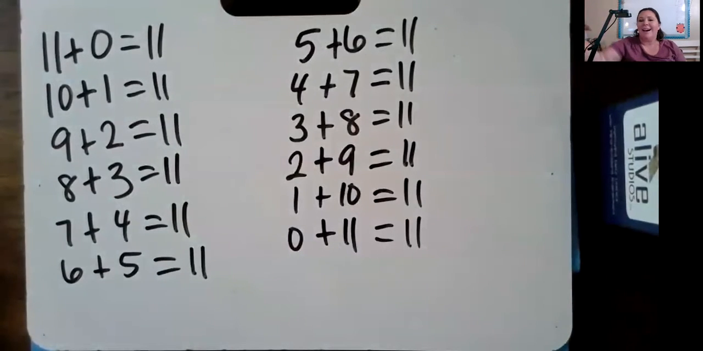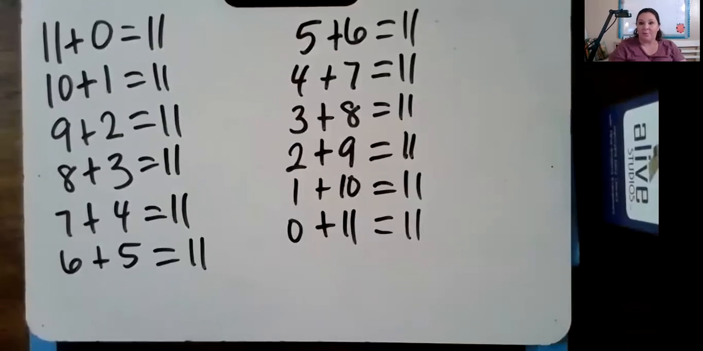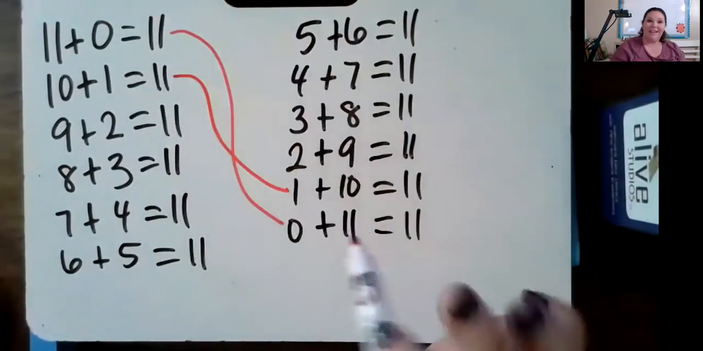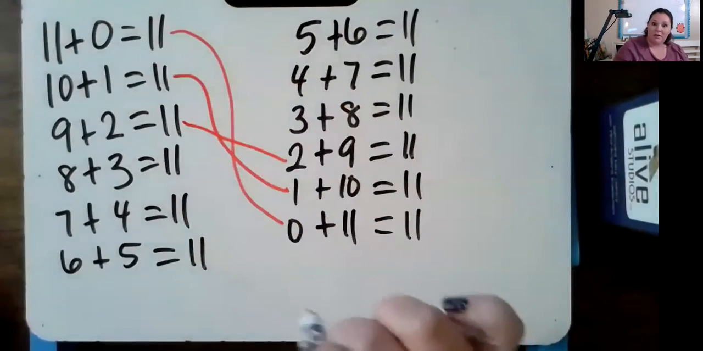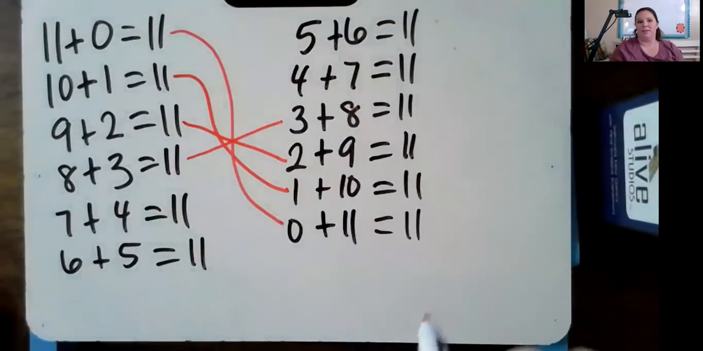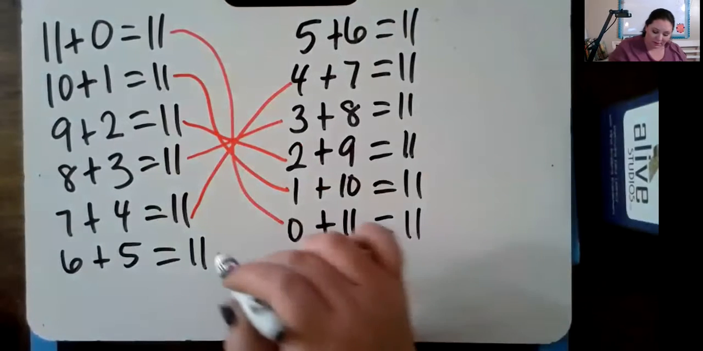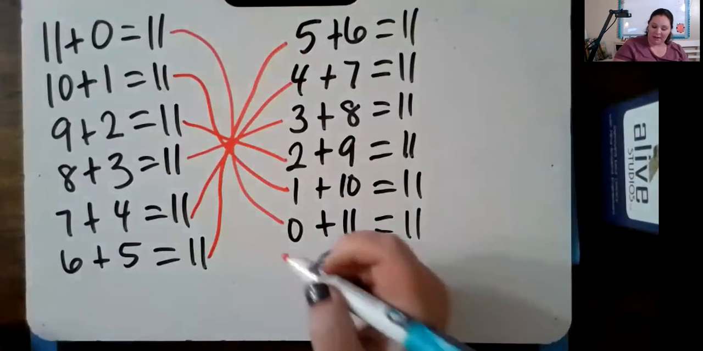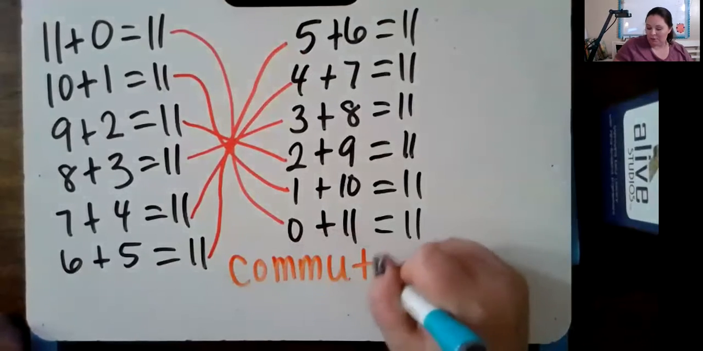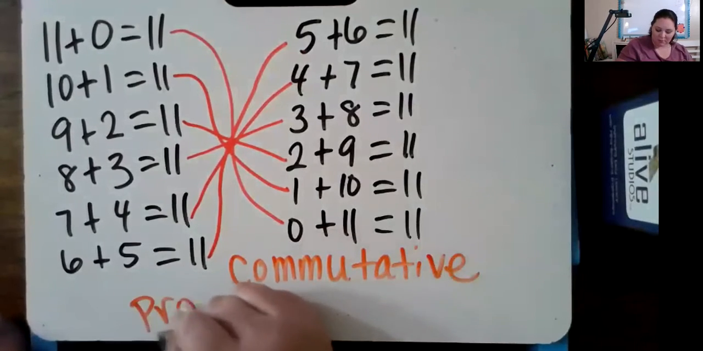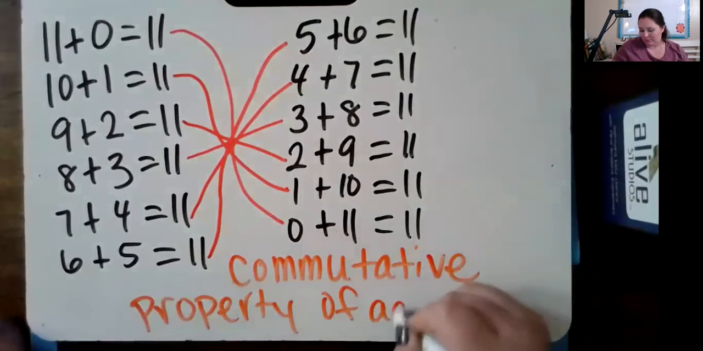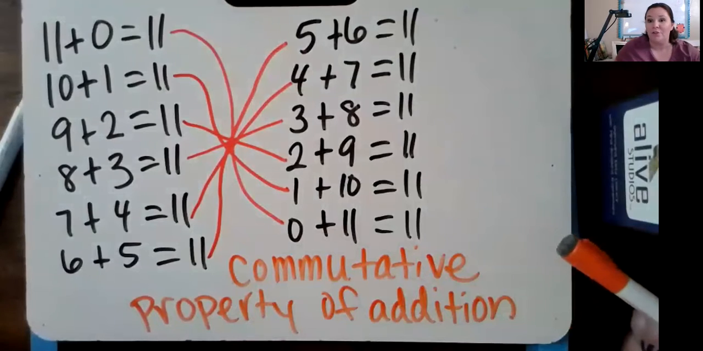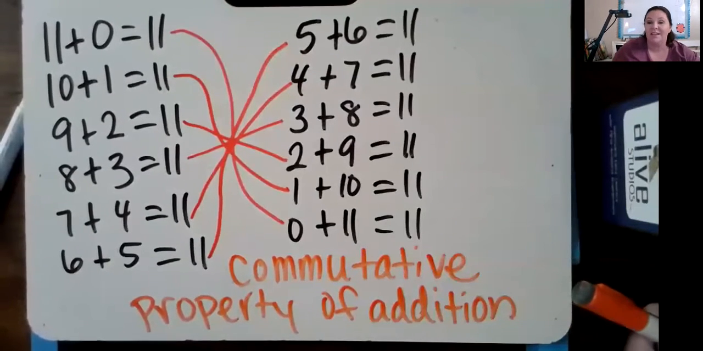Oh, I can see those hands shooting up in the air. I see the patterns. I bet you do. We have lots of patterns, don't we? We have 11 plus 0 is the same as 0 plus 11. We have 10 plus 1 is the same as 1 plus 10. 9 plus 2 and 2 plus 9. 8 plus 3 and 3 plus 8. 7 plus 4 and 4 plus 7. And 6 plus 5 and 5 plus 6. And why? Because of the commutative property of addition, which states it doesn't matter what order you add your numbers, it will still equal the same sum.